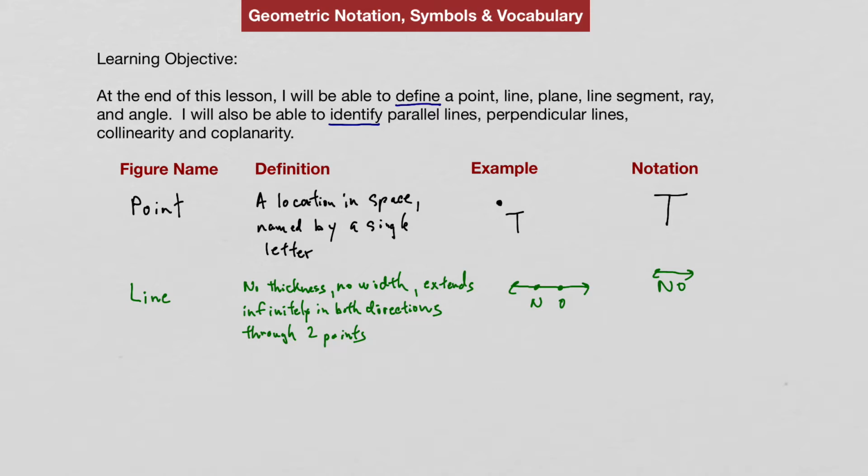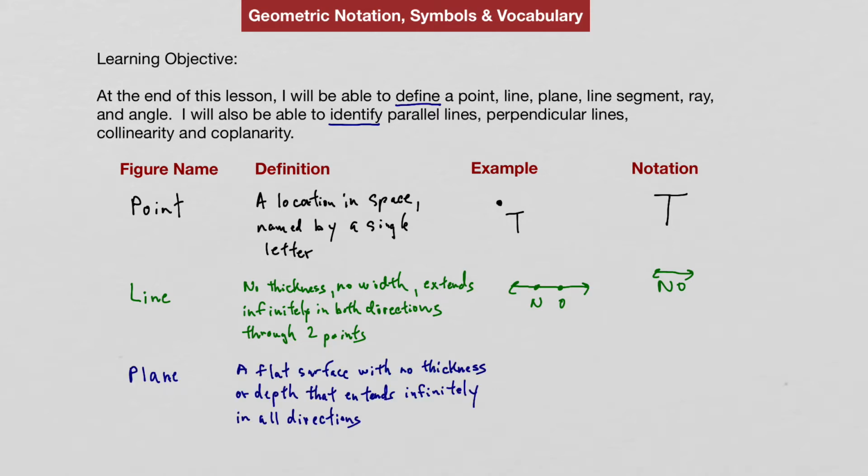Okay, so let's go on to the third item, which is a plane. A plane, which is not an airplane, but a geometric definition, is essentially a flat surface. It has no thickness, it has no depth, and it extends infinitely in all directions. An example would look like this. You notice that there's a point T, a point F, and a point A. So there are 3 points that make up this plane. And the notation for a plane would look like this. We would just call it plane TAF.